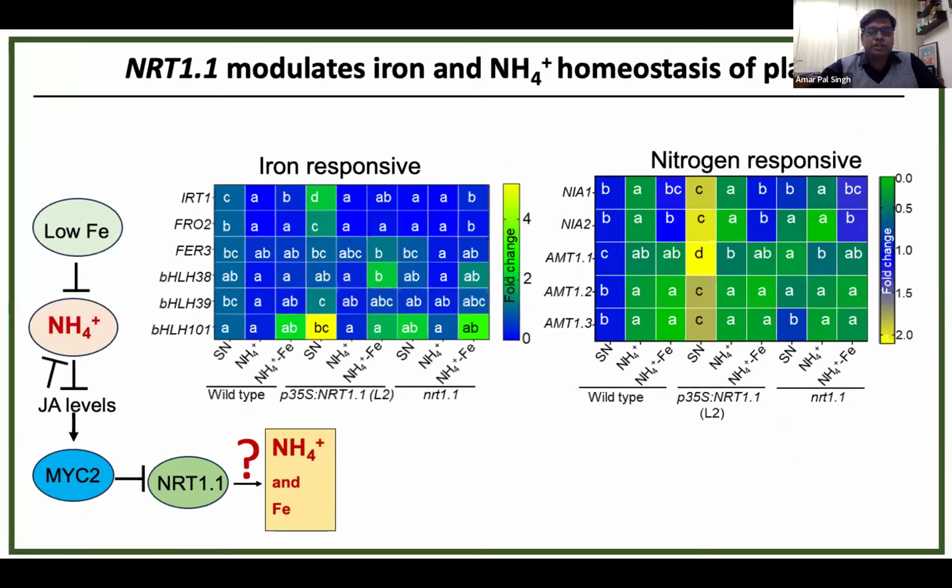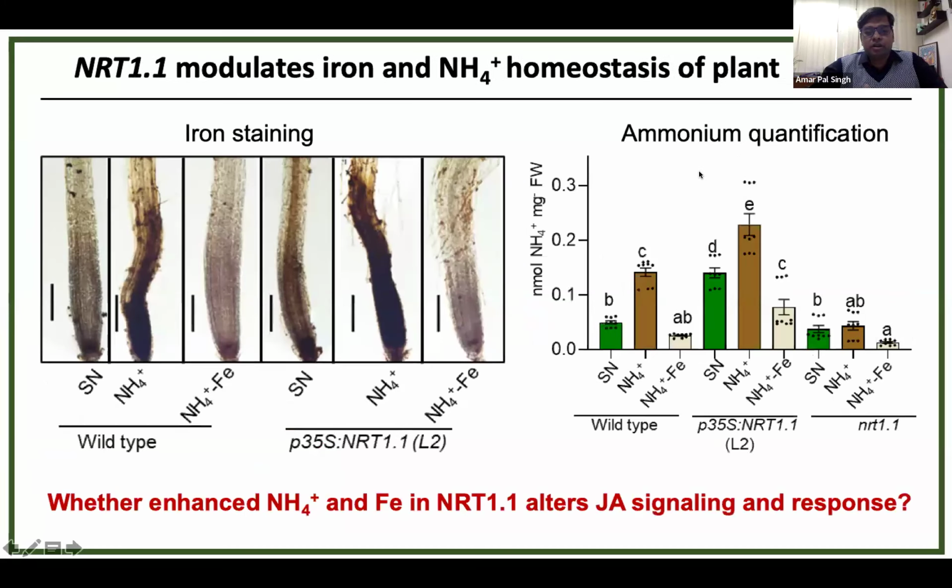So first we raised the overexpression lines of NRT 1.1, and we tested the iron and nitrogen responsive genes, whether they are altered in this high NRT 1.1 line. So we can see that most of the genes that are involved in iron response or nitrogen response are misregulated in the overexpression line. And we can see here in NRT 1.1, when they reach both nitrate and ammonium condition, the nitrogen responsive genes are quite high. So this suggested that NRT 1.1 is involved in modulating the gene expression.